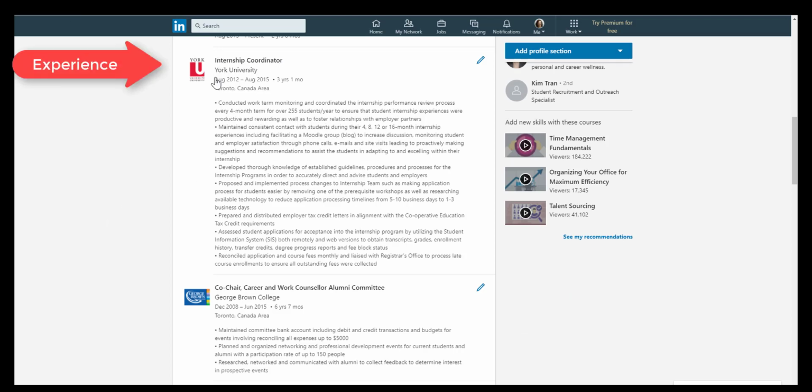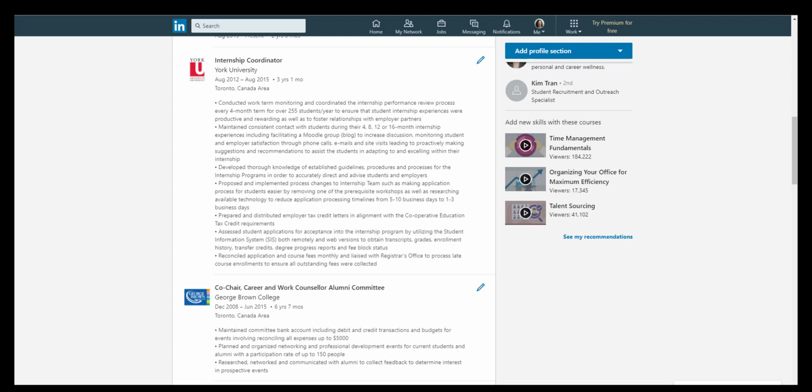We list our position title, the company, the dates we worked there, the location, and then bullet points about what we did on that job. So what I really want to emphasize here is what we're not doing is just listing a laundry list of our tasks at that job, what we were responsible for. What we want is accomplishment statements. So they should always start with an action verb. What I have here is conducted, maintained, developed, proposed, prepared, an action verb, and then that task.